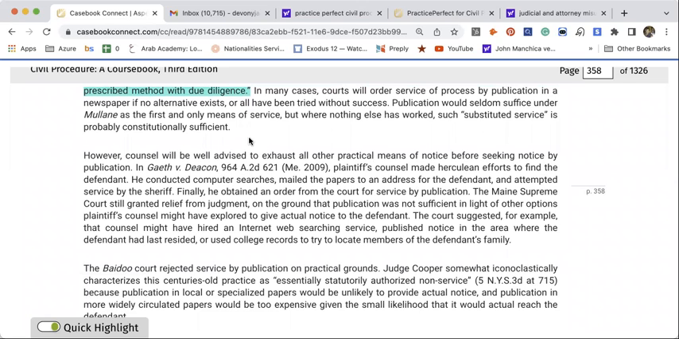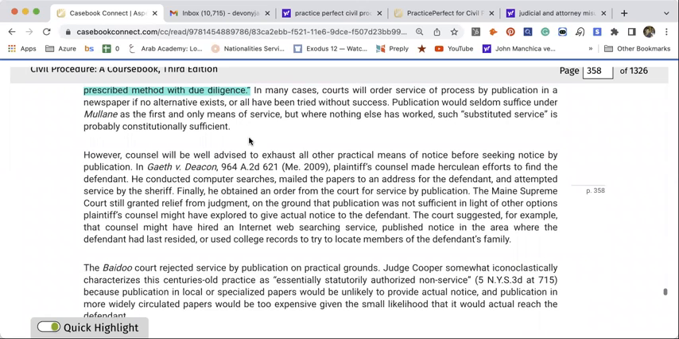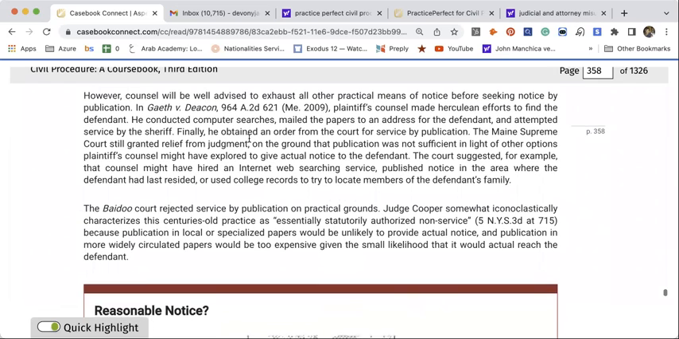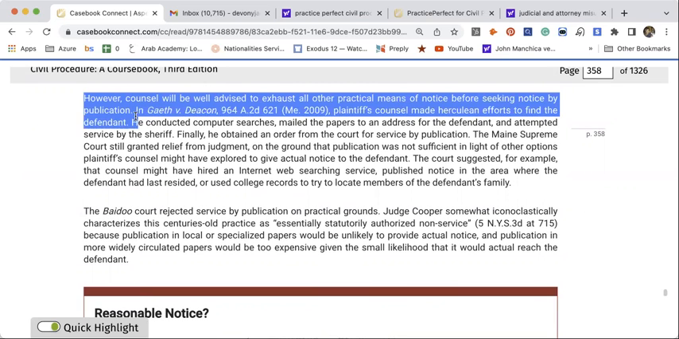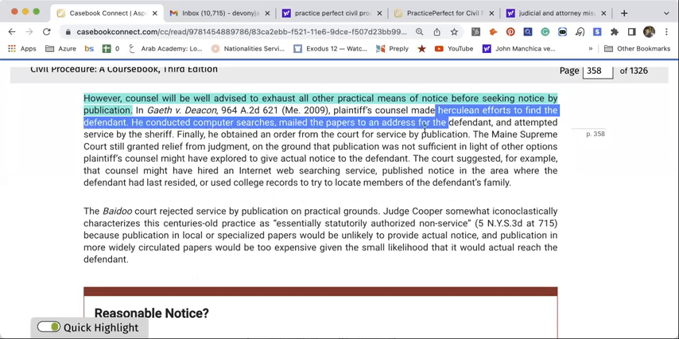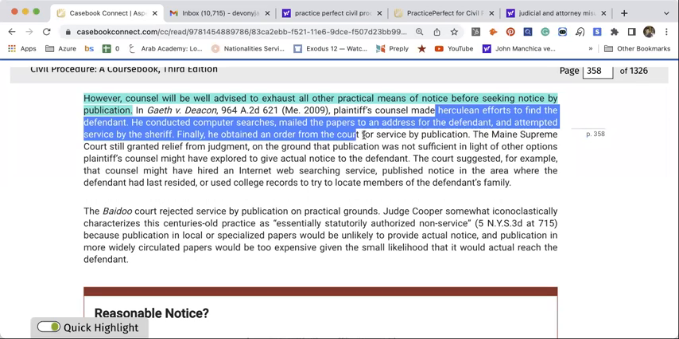Publication would seldom suffice under Mullane as the first and only means of service, but where nothing else has worked, such substitute service is probably constitutionally sufficient. However, counsel would be well advised to exhaust all of the practical means of notice before seeking notice by publication. In Gates v. Deacon, 2009, plaintiff's counsel made Herculean efforts to find the defendant. He conducted computer searches, mailed papers to the address of the defendant, and attempted service by sheriff. Finally, he obtained an order of service by publication.